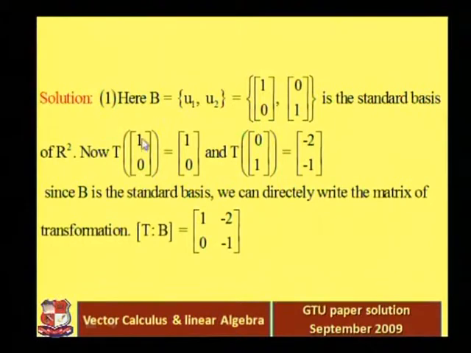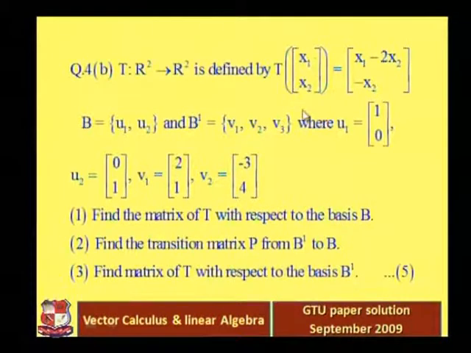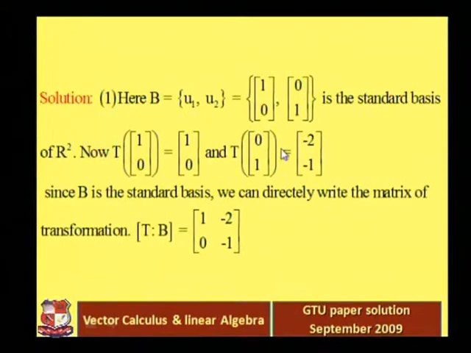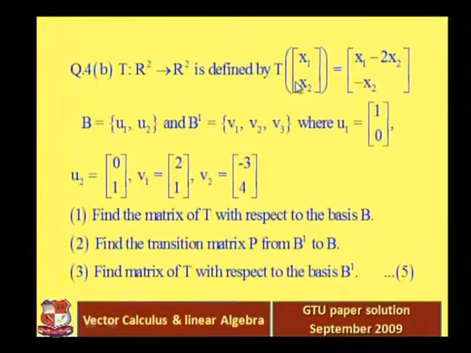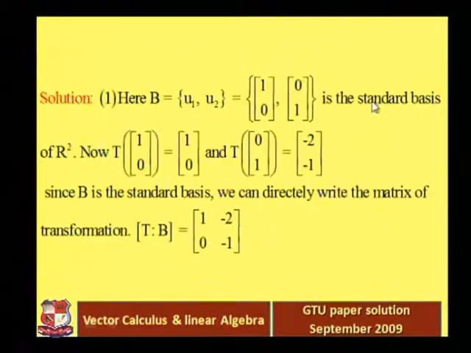Now what is T of (1, 0)? Using this definition you can see T of (1, 0) is equal to (1, 0), because 1 minus 2 into 0 is 1, and minus 0 is 0. And T of (0, 1), what is T of (0, 1)? That is (minus 2, minus 1), right? Minus 2, minus 1.